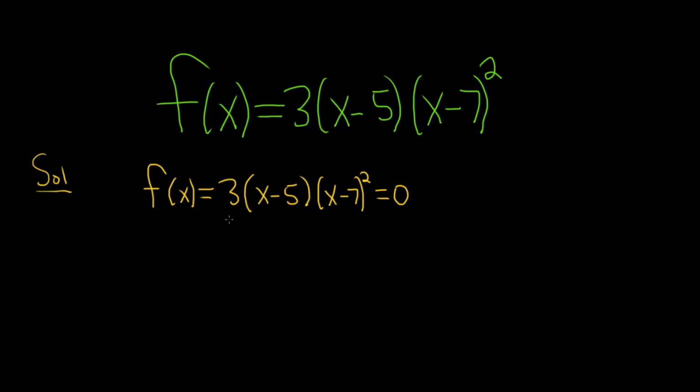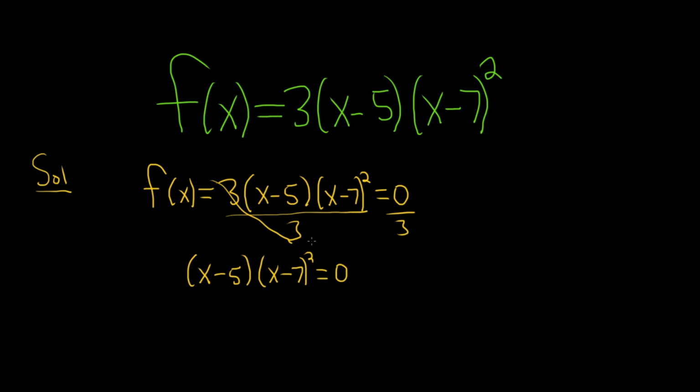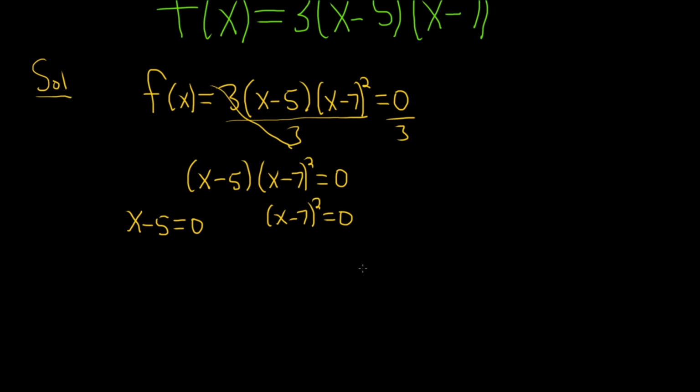And whenever you have a product equal to 0, you can just set each piece equal to 0. You could just divide the 3 away, by the way, if you're wondering. So we don't have to worry about the 3. So we have x minus 5, x minus 7 squared equal to 0. Then you just set each piece equal to 0. x minus 5 equals 0. And then here x minus 7 squared equals 0. In the first case, you just get x equals 5. In the second case, you get x equals 7.